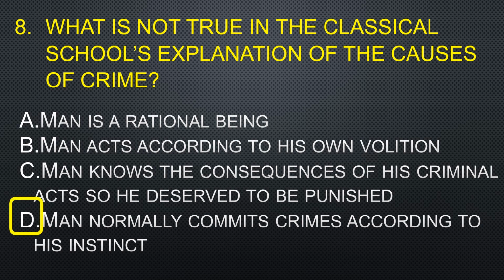Letter D is not, because man does not commit crime according to his instinct. When you say instinct, you are referring to the biological nature of a person. You are acting out of your biological urges. That's the idea of letter D. So that is not a classical school explanation of the causes of crime, but rather it could be part of the positive school of criminology, the biological explanation of criminal behavior.